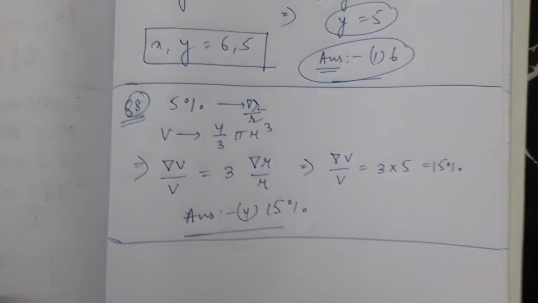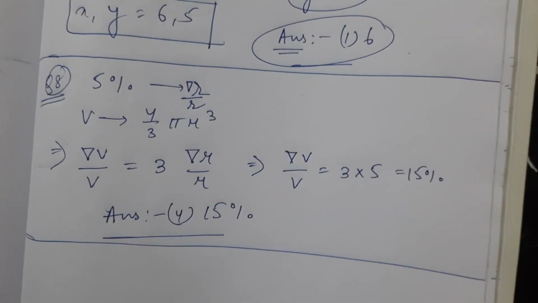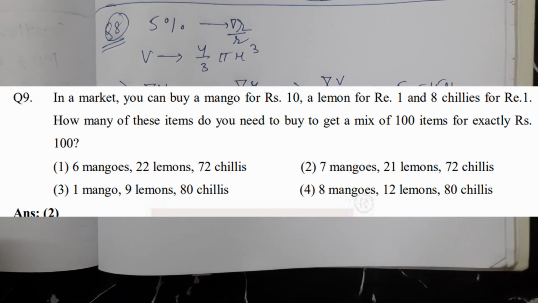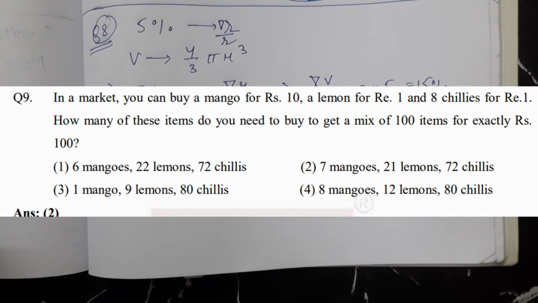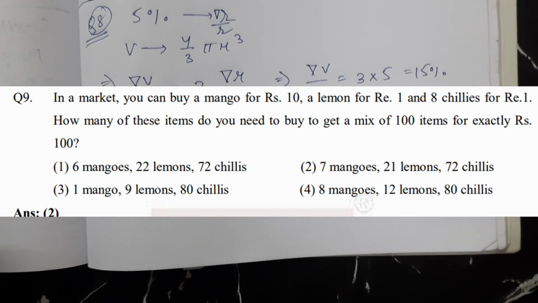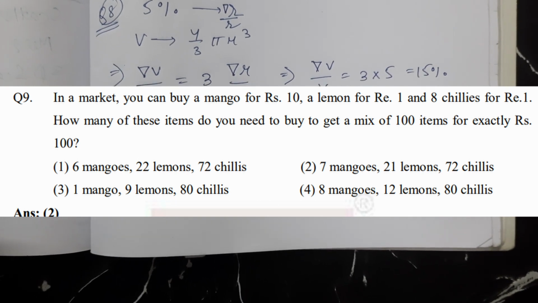And finally, let's move on to the 9th question. We will also do the 10th question actually. Let's first move on to the 9th question. The 9th question says, in a market, you can buy a mango for rupees 10, a lemon for rupees 1, and 8 chilies for rupees 1. Now, how many of these items do you need to buy to get a mix of 100 items for exactly rupees 100?